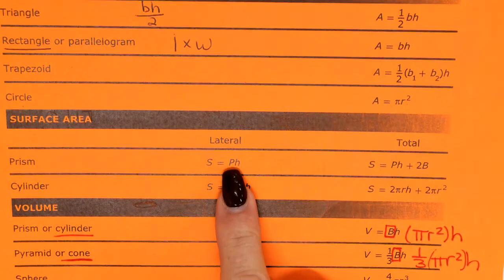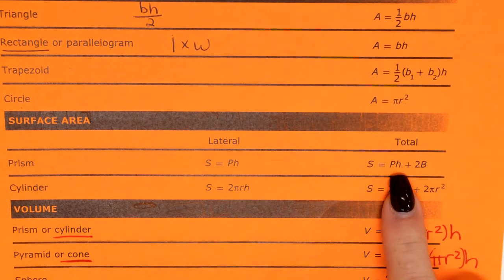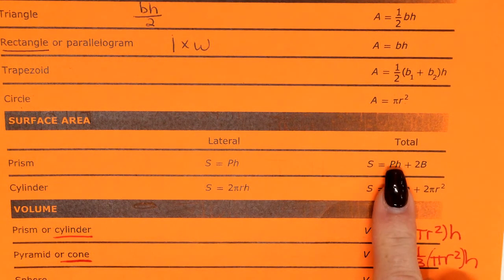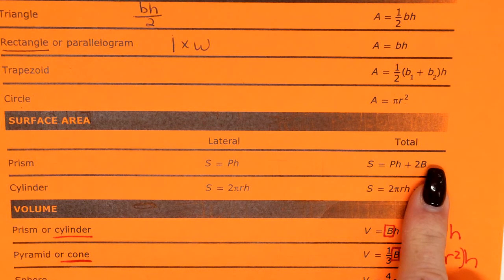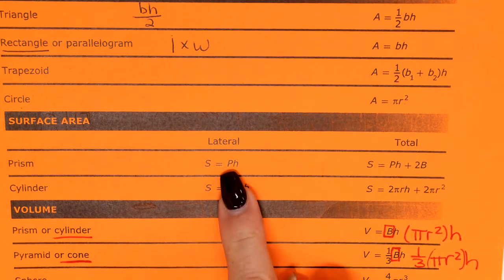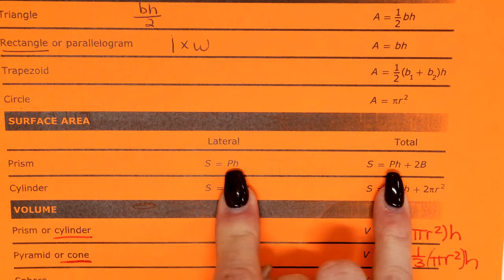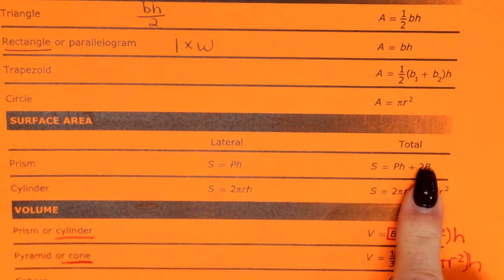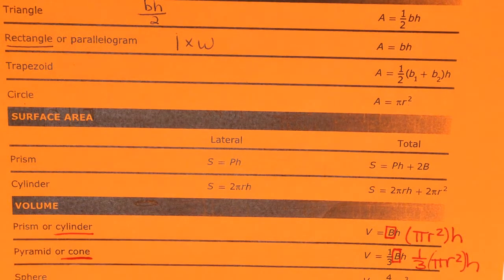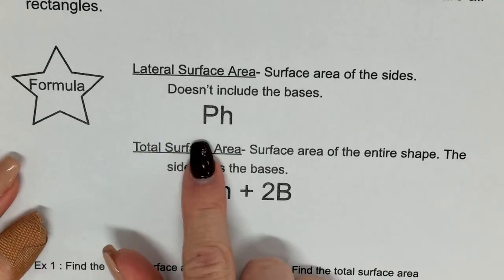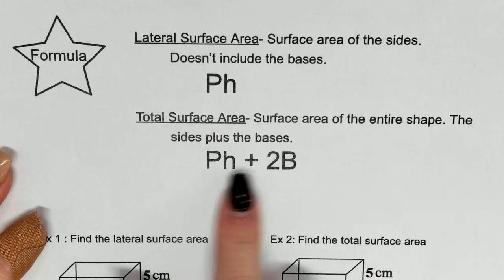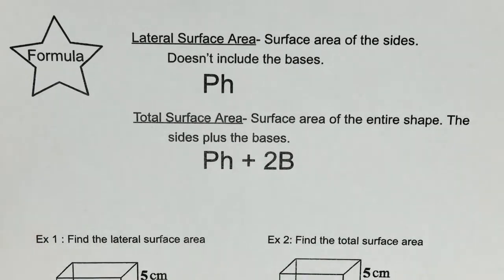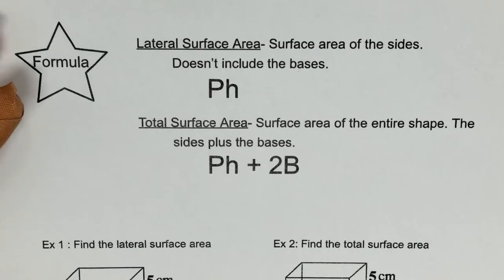Look at the formulas. Lateral is capital P times H. Total is capital P times H plus 2 times capital B. Are we all good? What do they have in common? The first part, capital P times H. That's the sides, and then the plus 2B is the area of the two bases. So you're adding those in. All right. So lateral is P times H, and total is P times H plus 2 times B. What you need to know is what does P, H, and B mean.